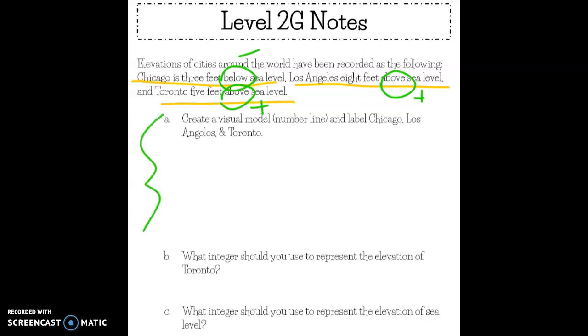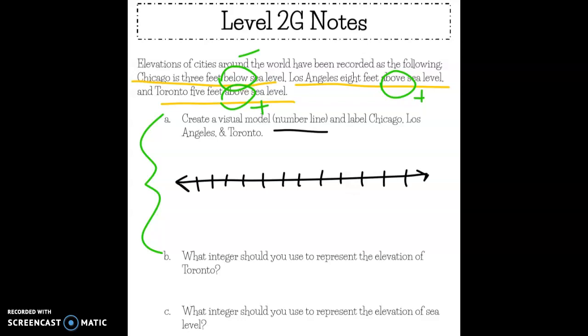In letter A, we are going to create a visual model. A visual model is just a number line. So we're going to create a number line and we are going to label where Chicago is located, Los Angeles is located, and Toronto. As we do that, take your time right now to make your number line. So you're going to have a straight line, you're going to have arrows, you're going to put your dashes, and you're going to start with your scale.